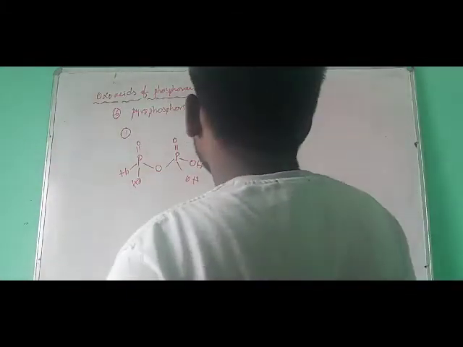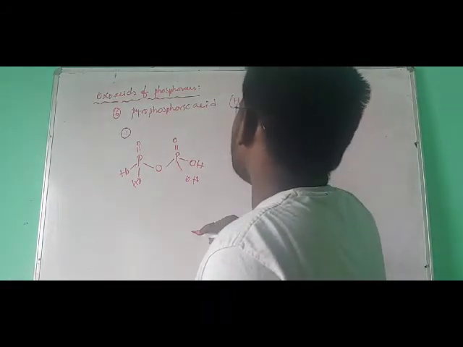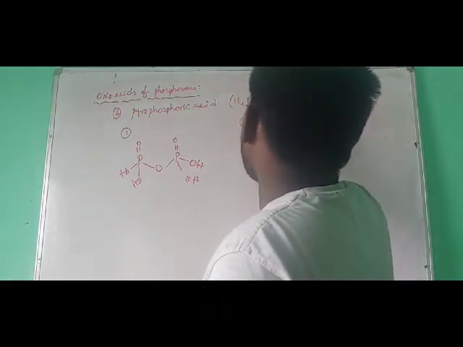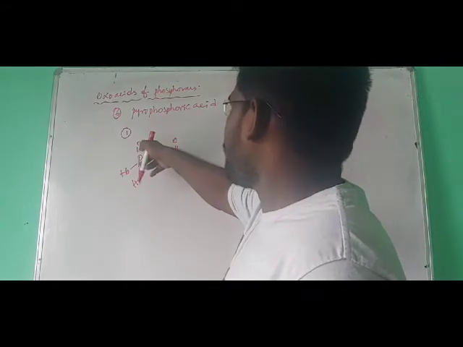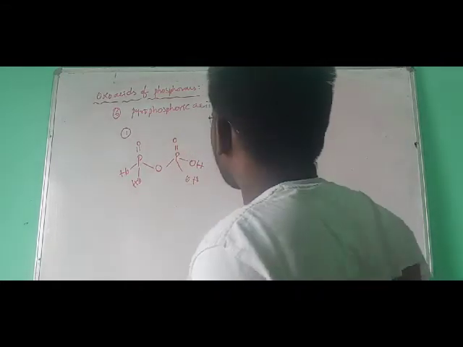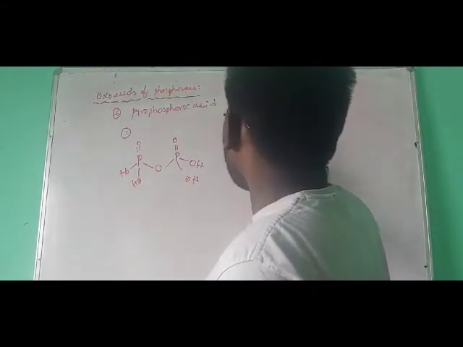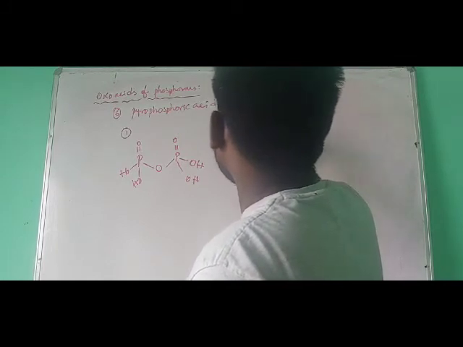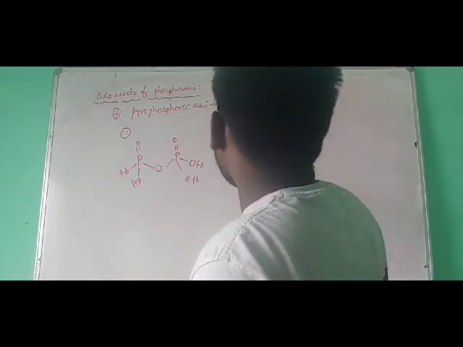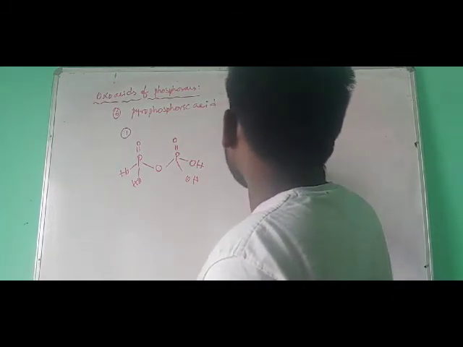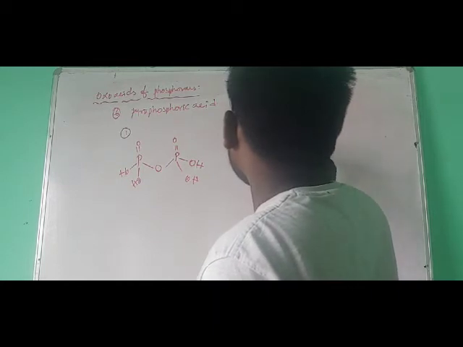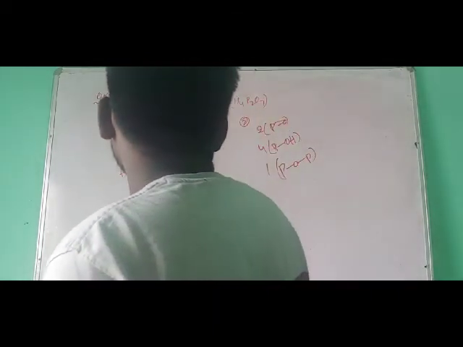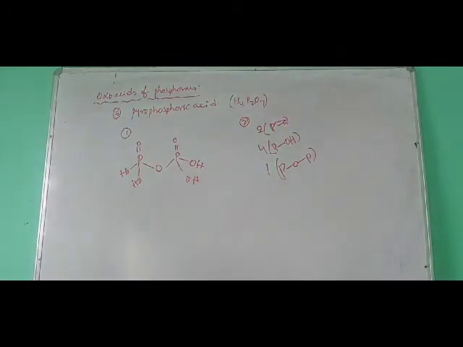So next one, types of bonds present in this one. So we have two P double bond O bonds. Here one P double bond O bond, and here one P double bond O bond. And next one, here we have 4 POH bonds present, and 1 POP bond present. So this is about the types of bonds present in this one.